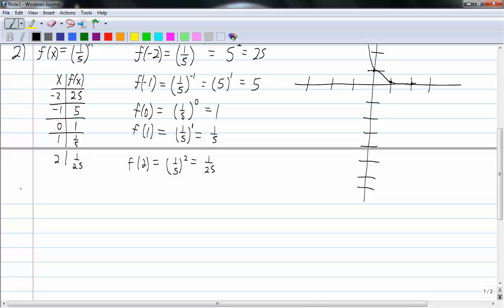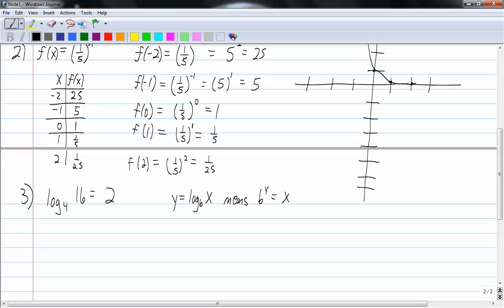Moving along to number 3, log base 4 of 16 equals 2. The directions say write the equation in its equivalent exponential form. So that means change this from logarithmic to exponential. What you always want to keep in mind is this little formula here. Y equals log base b of x means b to the y equals x.